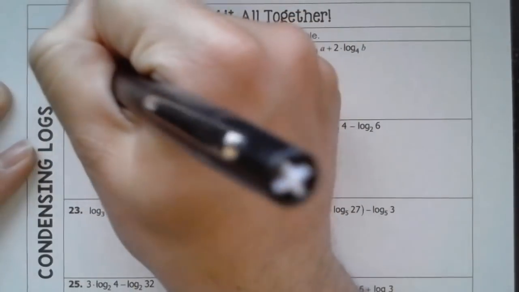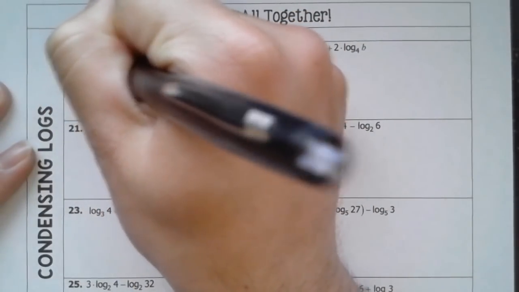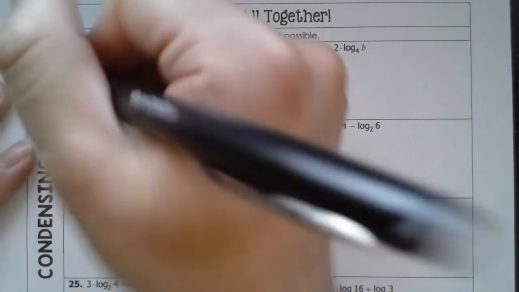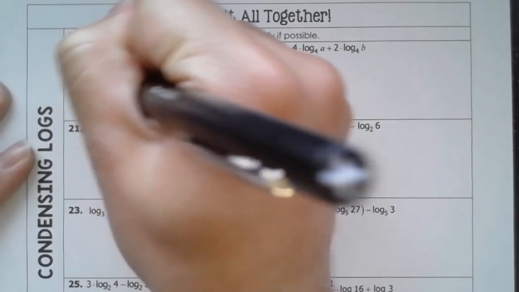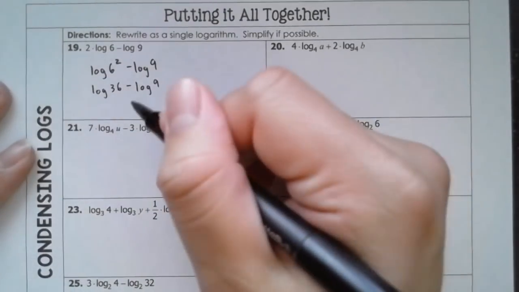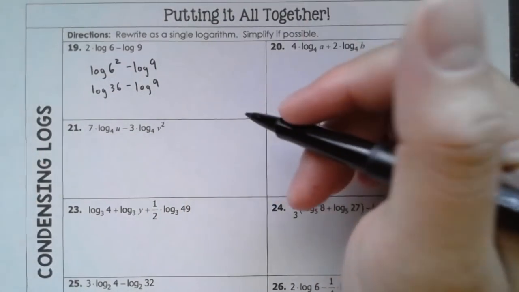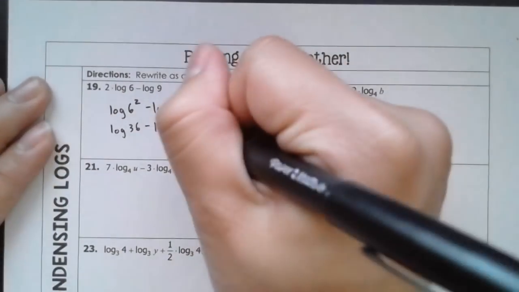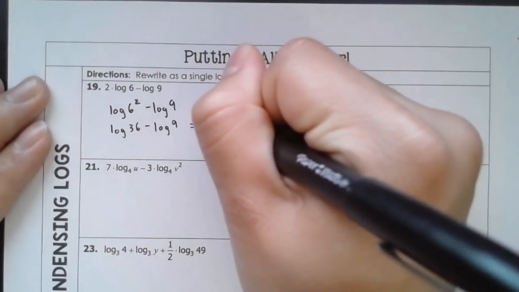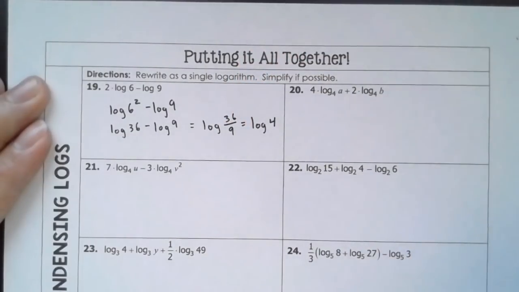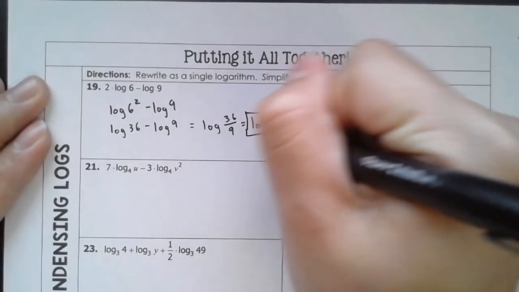So I can rewrite this as log of 6 squared minus log of 9, and then I can write that as log of 36 minus log of 9, and then because I have subtraction, I know this is the quotient property. I'm going from here to here, so I can rewrite this as a ratio, log of 36 over 9, and then that simplifies to log of 4. And here I finish.